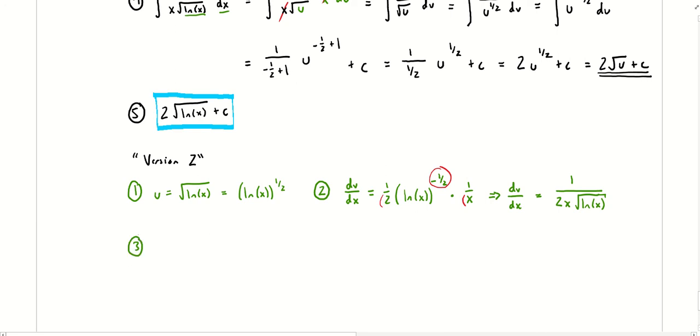So step 3, let's solve this thing for dx. Multiply both sides by dx. I get du equals dx over 2x times the square root of the natural log of x. And then multiplying both sides by that denominator gives us dx equals 2x times the square root of the natural log of x times du.